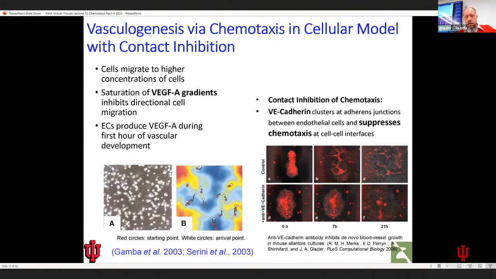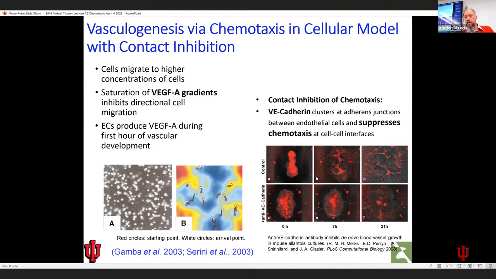And so there was one interesting observation, which was that cells do migrate to higher concentrations of other cells, which suggests that they're attracting each other. That if there's too much VEGF-A, the cells don't know where to go. And the other thing that we found, now this was experimental, was that when cells contact each other, the surfaces of the cells that are in contact don't respond to the chemical. They don't chemotax. And when their cells are in contact with the medium, they do.